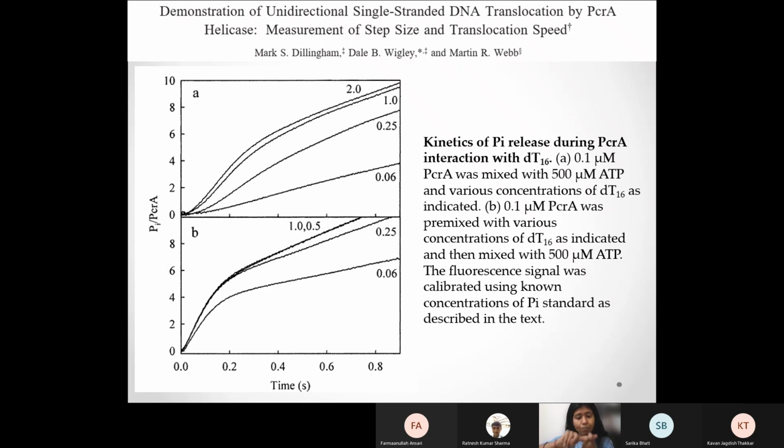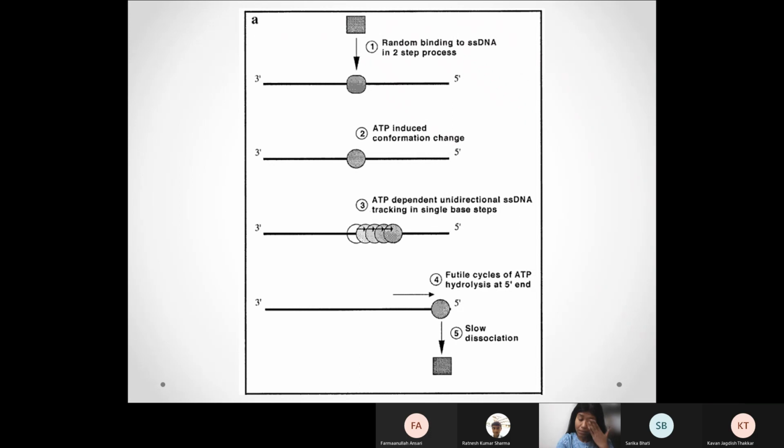So if you add a preloaded complex, and then add ATP, then there should not be a lag phase and it should move instantly. That's what they see here. They see an instant movement where there is no lag phase if they use a premixed complex. And so what do they expect? They expect that every time the PCRA translocates on DNA, it's going to utilize ATP, and therefore you're going to have a release of inorganic phosphate, and this should be a rapid phase. So the initial loading is a slow phase, but there would be a rapid increase in inorganic phosphate.